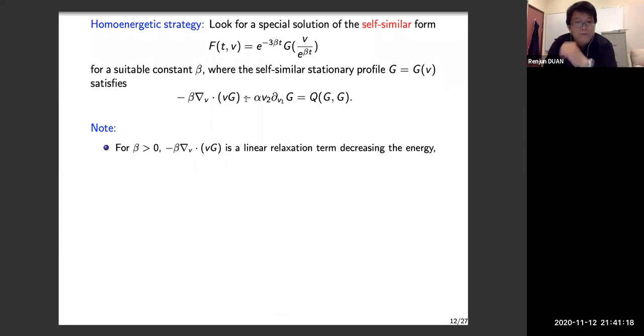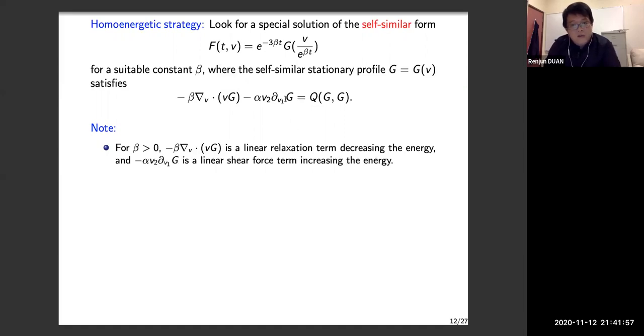Due to the physical motivation, this beta is strictly positive. Then this term indeed is a linear relaxation. This is good. With the negative sign and beta positive, negative beta indeed indicates a relaxation. For instance, if you multiply by V squared, you get a positive sign for the energy of G. So this relaxation will decrease the energy, even in the stationary case.